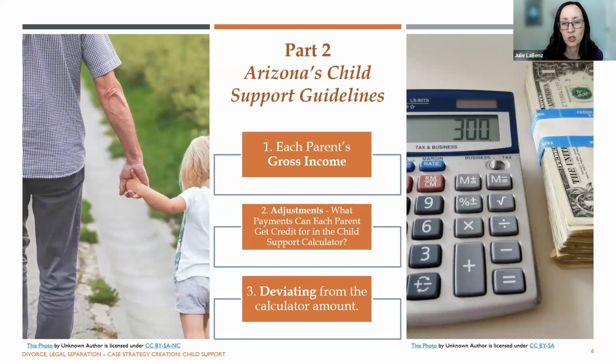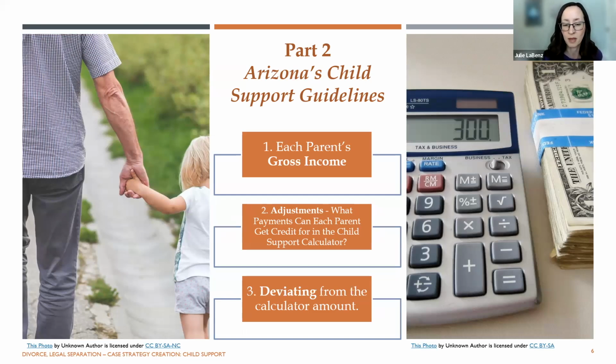All right, let's get into part 2, which is Arizona's child support guidelines. In these guidelines, we're going to talk about how to determine each parent's gross income. We're going to talk about potential adjustments. So what payments can each parent get credit for in the child support calculator? And we're going to talk about the option of deviating from the calculator amount.